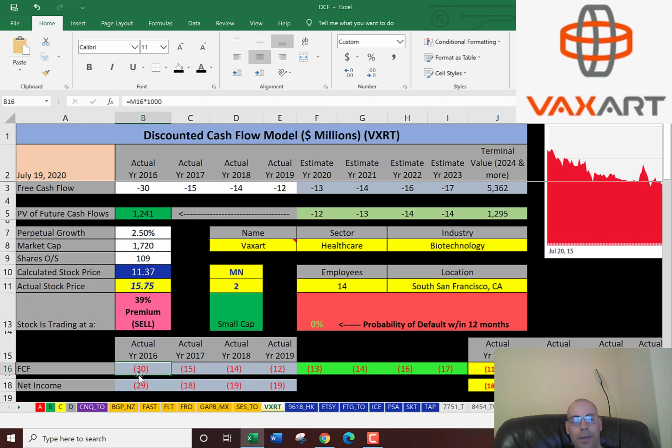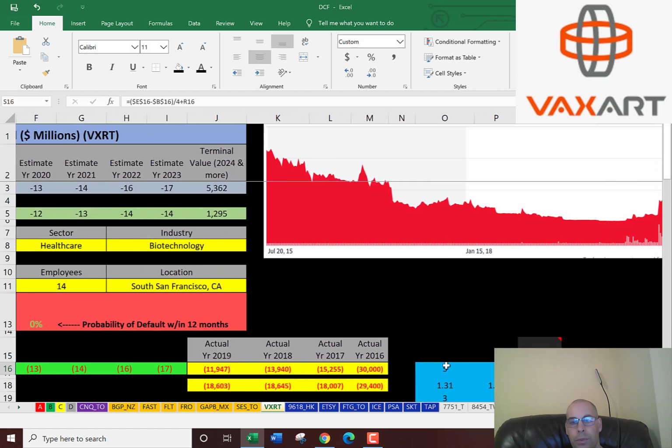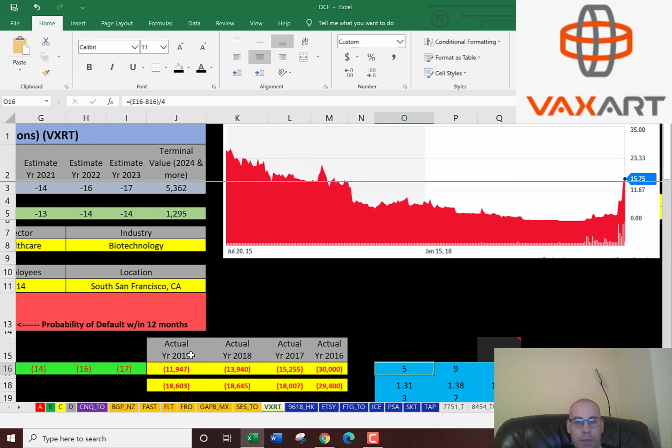What I did was I would take the difference between the 2016 and 2019 free cash flow. In this case, it was about 18 million. And I would divide it by 4. So that means I had about a $4.5 million growth on average for 4 years. And I would assume they were at break even after 2023, and I would apply that growth.